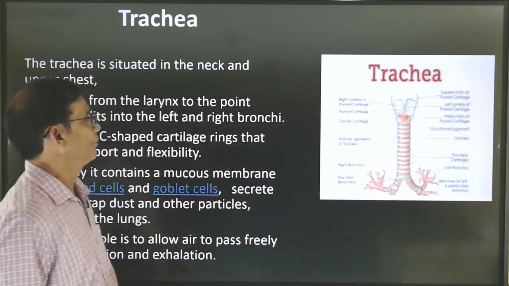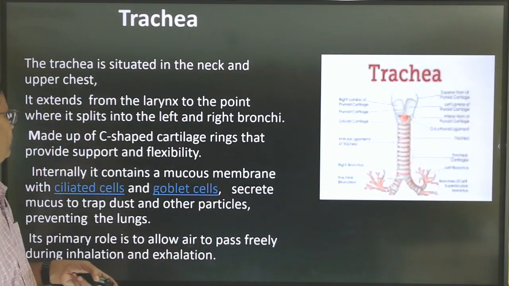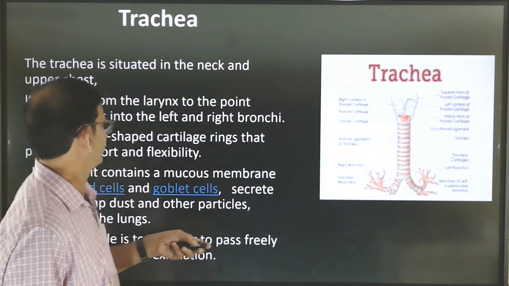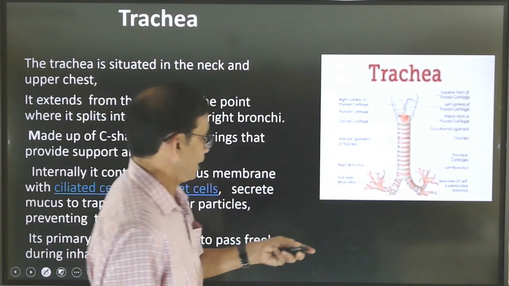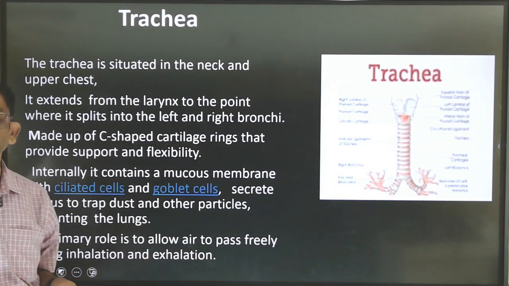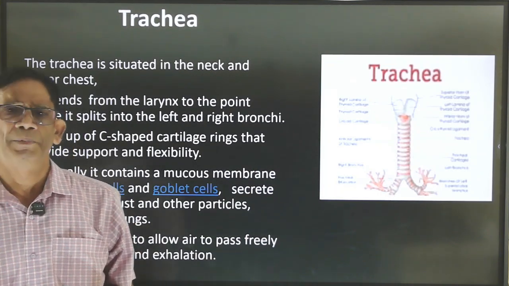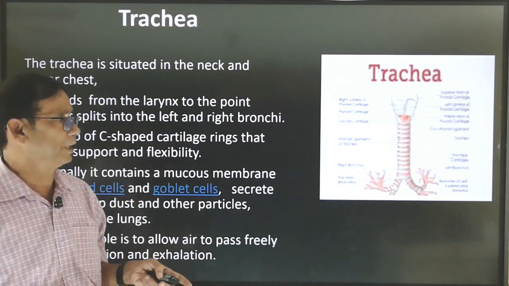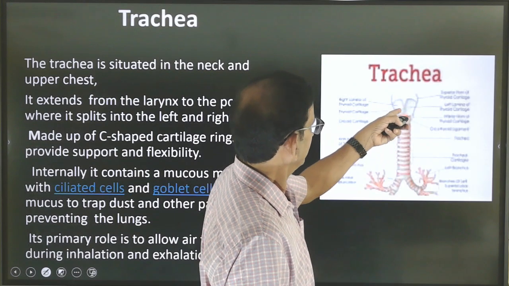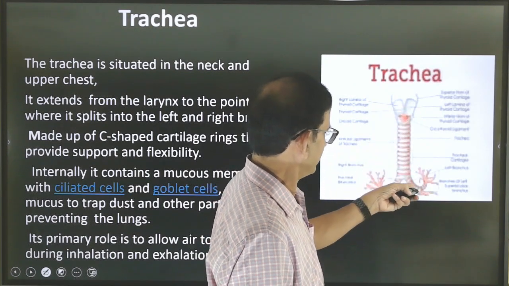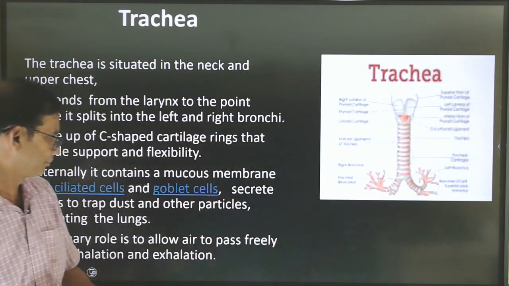The trachea is also known as the windpipe. It has C-shaped cartilage rings, and internally it contains ciliated epithelium and goblet cells secreting mucus, which help in trapping foreign materials and dust particles so that they can't enter the lungs.